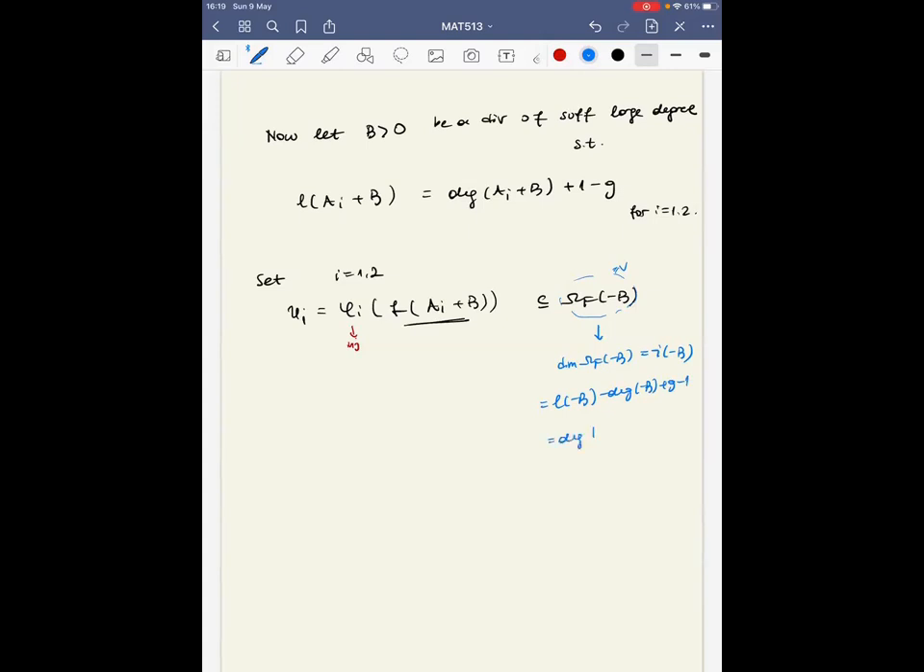Which is exactly degree B plus G minus 1. So that means the dimensions of these U_i, or the dimensions of this vector space, is less than or equal to degree B plus G minus 1 for each i.